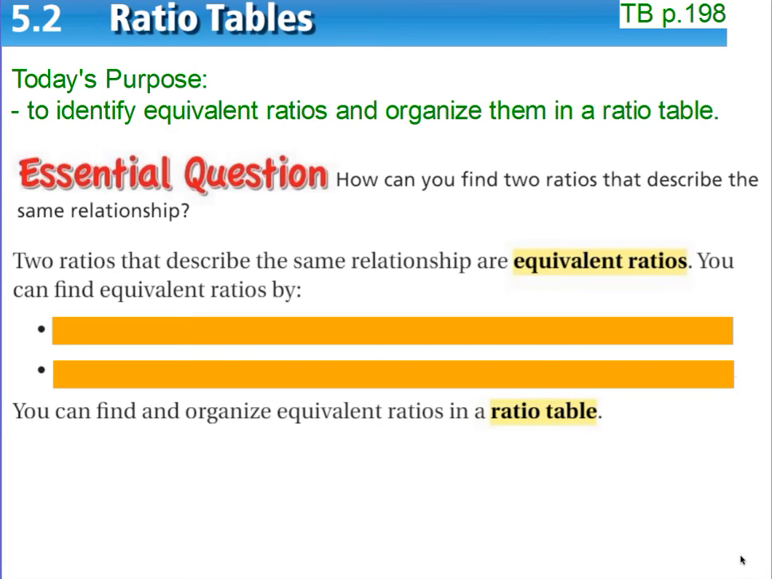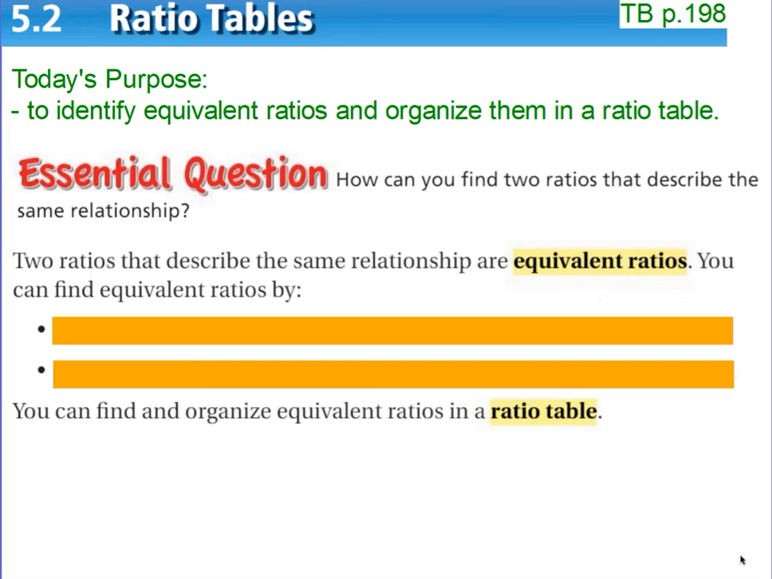Today we are going to be talking about ratio tables, which is lesson 5.2. Please turn to page 198. Our purpose today is going to be to identify equivalent ratios and to be able to organize them into a ratio table. Two ratios that describe the same relationship are equivalent ratios.